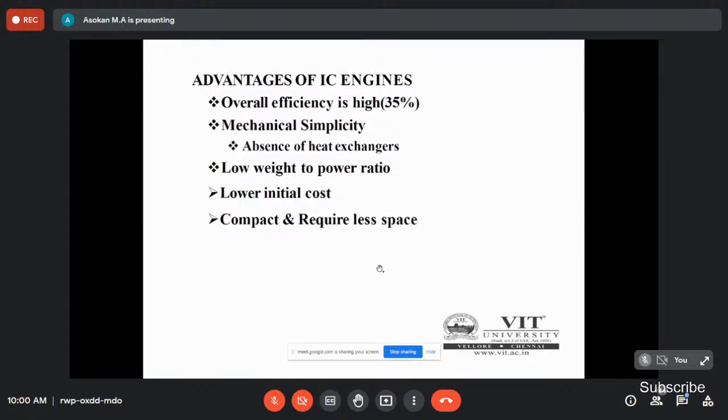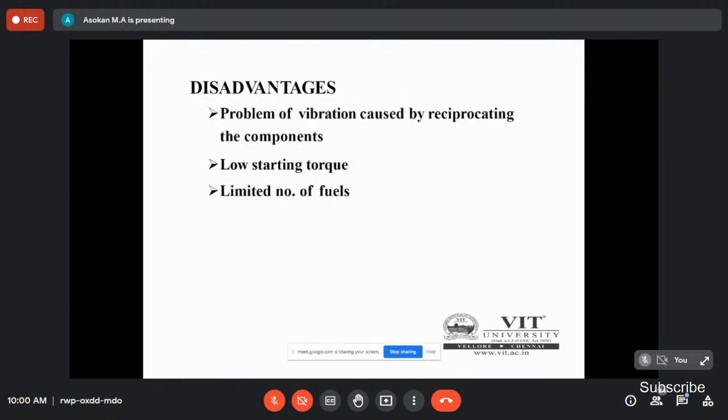There are some disadvantages also. There are many components in the IC engine, many moving components, which is a very important problem. So there is the vibration problem, a low starting torque, and a limited number of fuels you can use, like petrol, diesel, and some alcohol fuels. That is the drawback of IC engines.